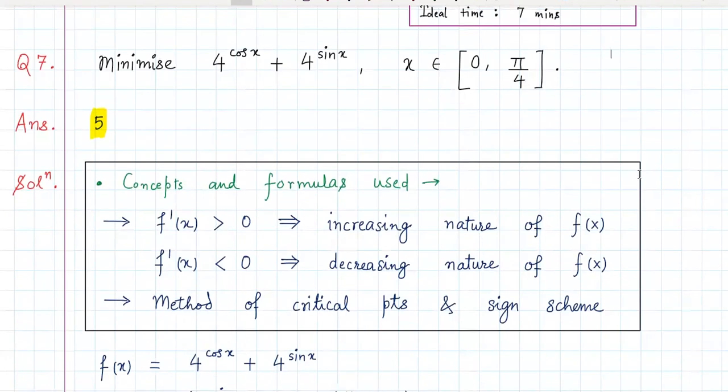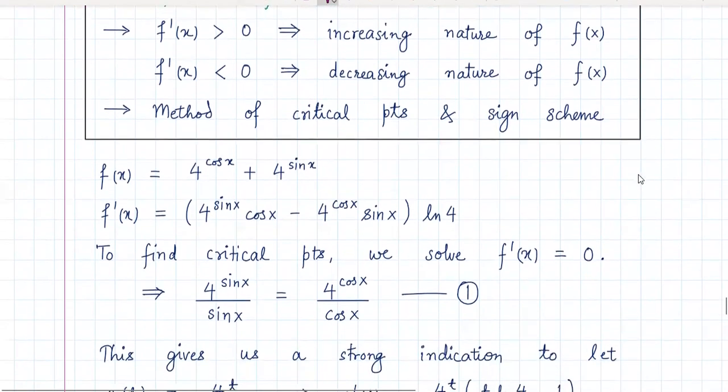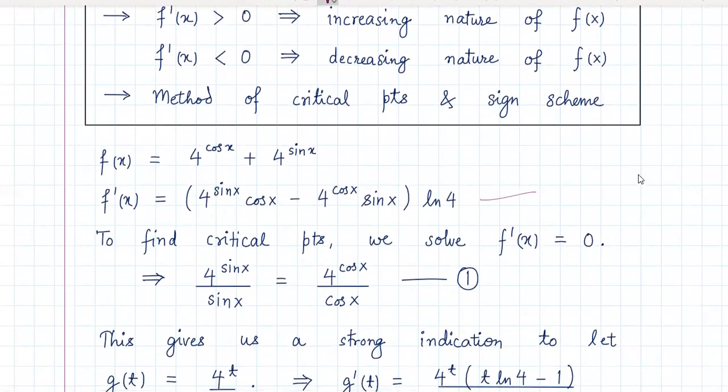The concepts and formulas used are very simple and basic. Derivative greater than 0 implies increasing nature of the function. Derivative less than 0 means decreasing nature of the function. And we should also know the method of critical points and the sign scheme. So let us now assume that f of x is equal to 4 power cos x plus 4 power sin x. Then clearly the derivative comes out to be this quantity.